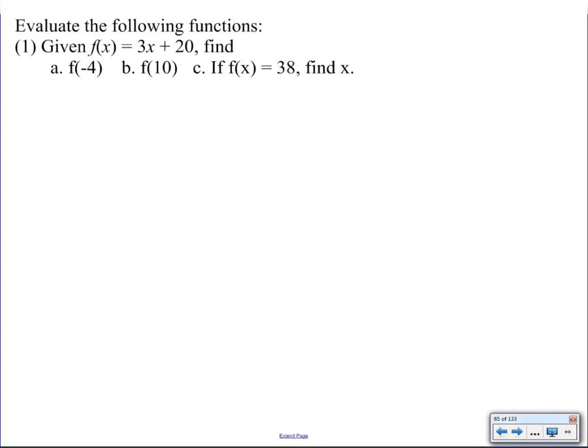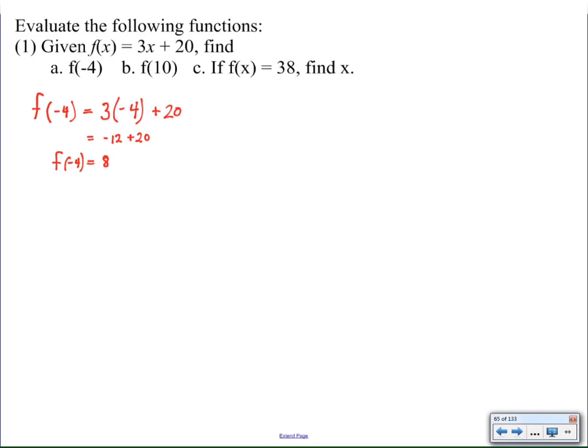In the first case, we have the function f of x equals 3x plus 20, and I'm asking about f of negative 4. So in order to find or evaluate f of negative 4, and evaluate is the right term, when x is negative 4, everywhere I saw an x, I replace it with negative 4. Remember, this is not f times negative 4. This is what is the value of the function when x is negative 4. And here's how I find out. 3 times negative 4 is negative 12. Negative 12 plus 20 is 8. So f of negative 4 is 8.